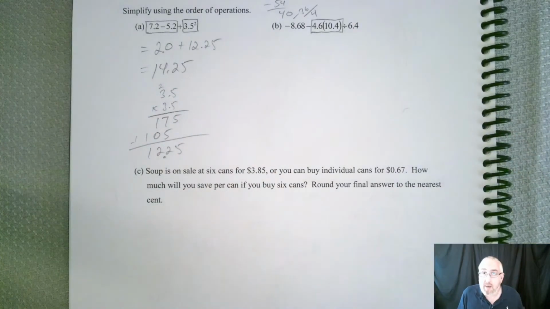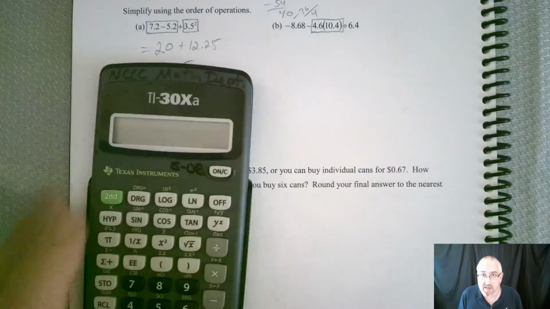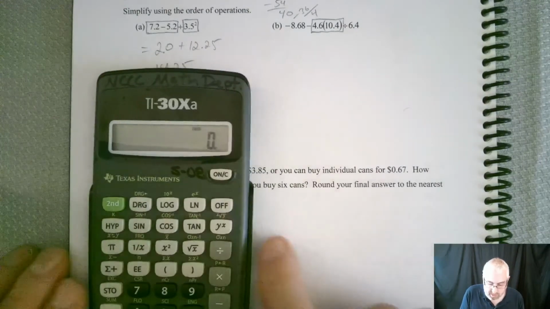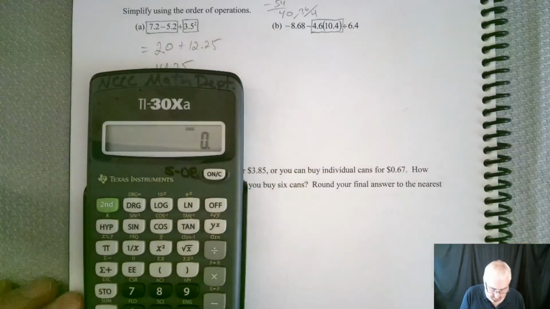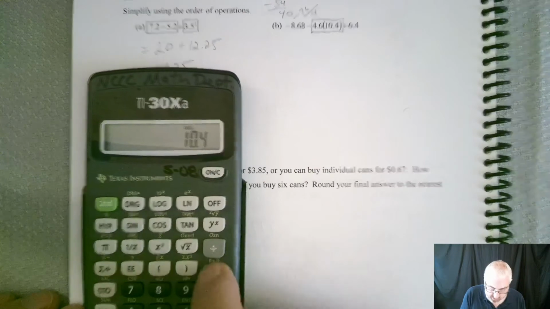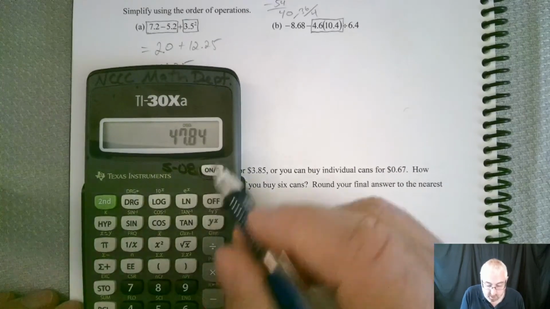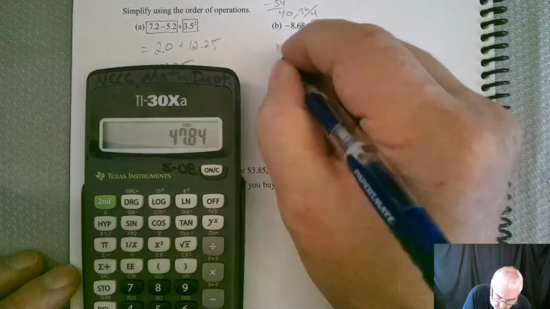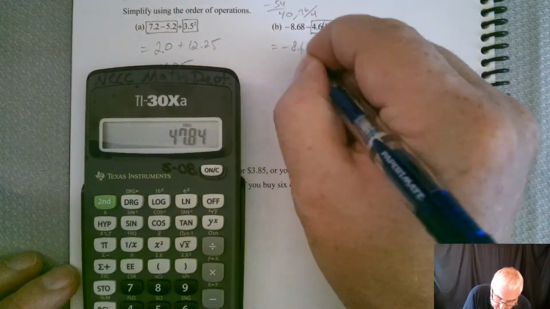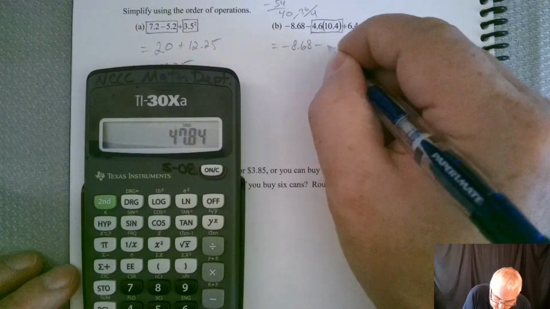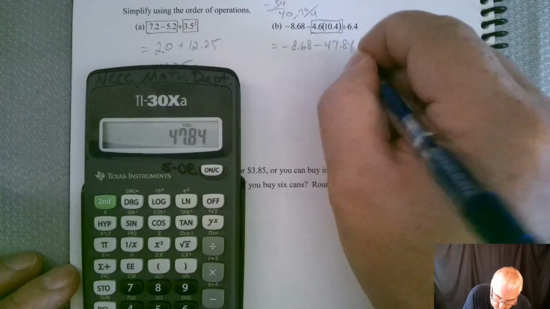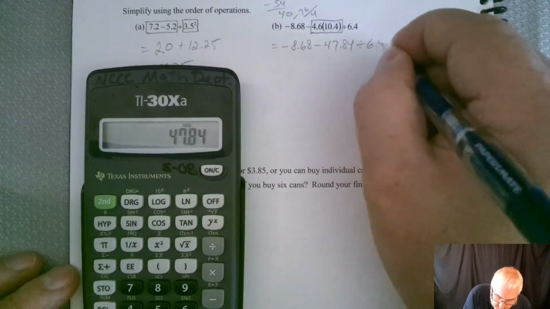Now, here's where I'm saying the calculators are probably going to speed things up a little bit. Let's just do that step on our calculator just to save us a little bit of time. So if we multiply those, we get 47.84. So now we can rewrite the problem as this. 47.84 divided by 6.4.